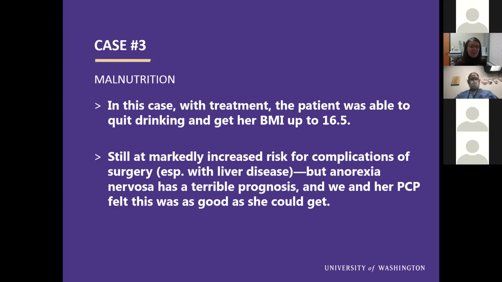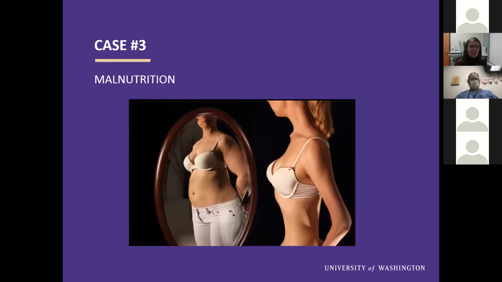But the prognosis of anorexia is terrible. It's really hard to get patients to gain weight because of a dysmorphic body image. So even though they appear thin to us and we know that they're malnourished, it's hard to help them see that that's the case because of their underlying illness.